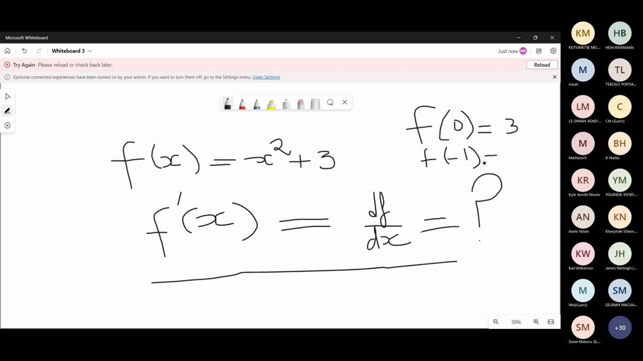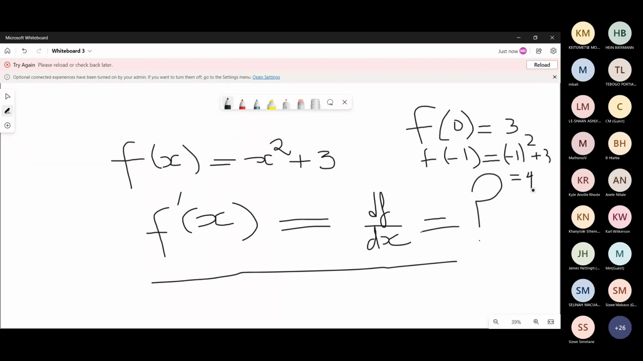What is f of -1? Yes, 4. -1 squared will be 1, so -1 power 2 plus 3. We know -1 squared is 1. It should be 4, right?